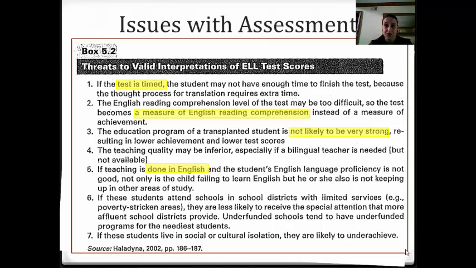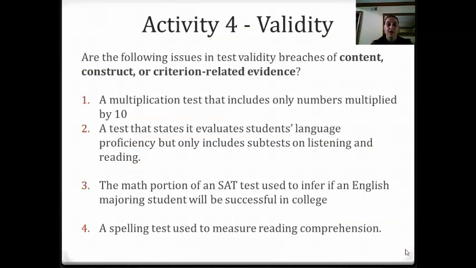And that was something that the laws tried to rectify, saying that the teaching that is done in English has to be made comprehensible for the students, right? It can't be the same for everyone. Also, if the students live in social cultural isolation, they're likely to underachieve, right? So all of these things present valid threats to the valid interpretation of ELL test scores.